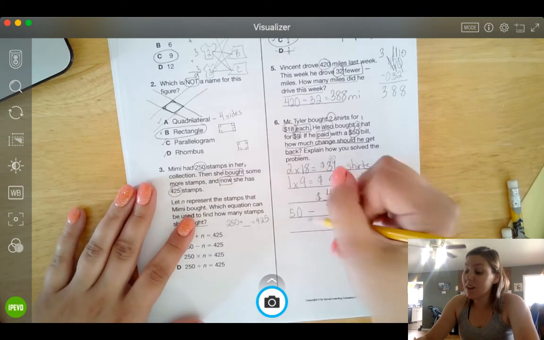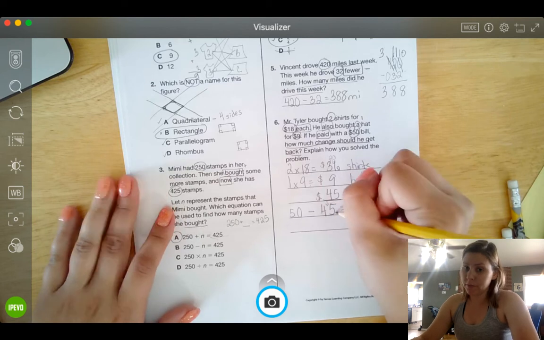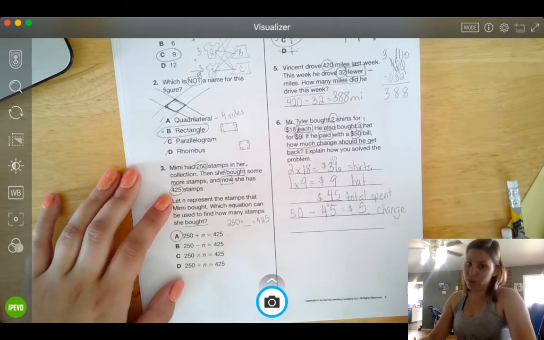Now, if he paid with $50, he's going to want his change. He's not going to just give him the extra. So 50 minus the 45 he spent would be $5 change.